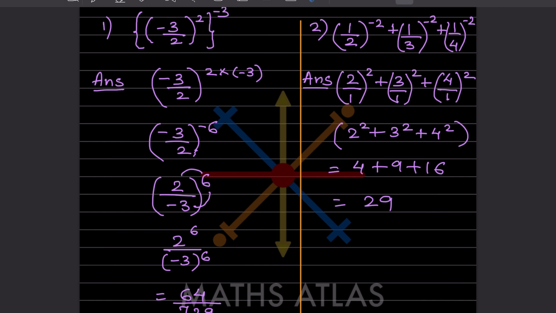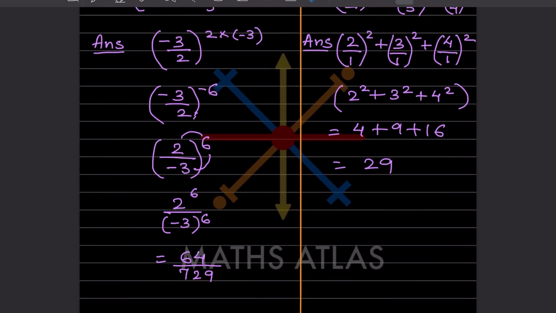For this one, first thing, this is a negative exponent, so we have to make it positive. Whenever we want to make it positive, we flip it over. Whatever is inside remains the same, but the exponent becomes positive. Now a b raised to m will be a raised to m, b raised to m. So 2 raised to 6 and minus 3 raised to 6. And see, this is a positive exponent.